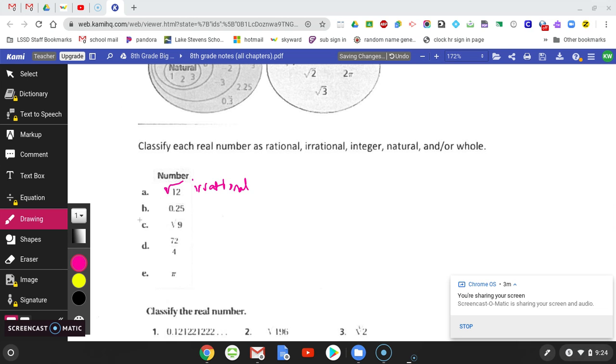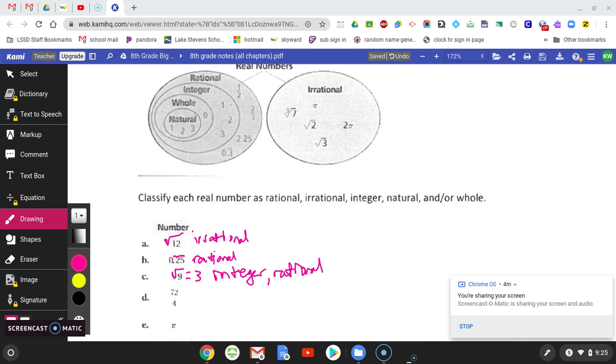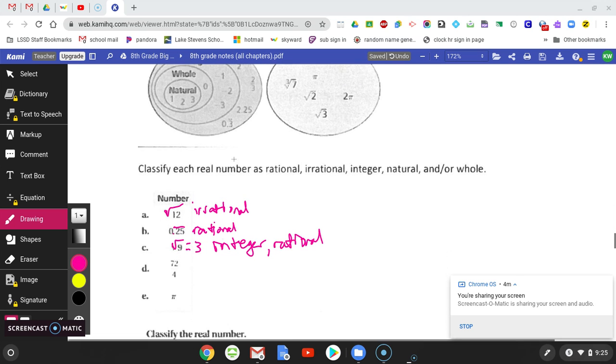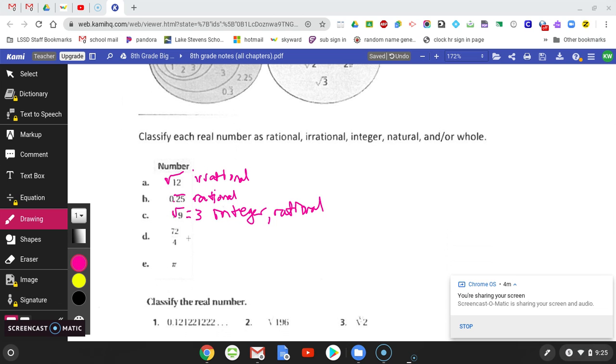The next one is 0.25 repeating, with a repeating sign over the 0.25. 0.25 repeating is going to be a rational number, because it is a decimal that can be written with a repeating sign. The square root of 9 is 3. So the square root of 9 is an integer, which also means it is a rational number. If you look back up here, if it is an integer, that also fits in the bigger picture of a rational number.